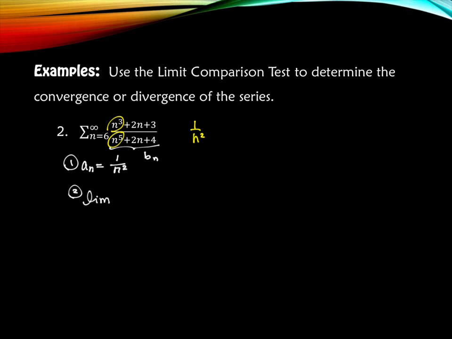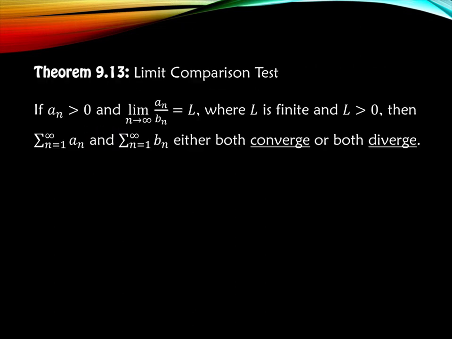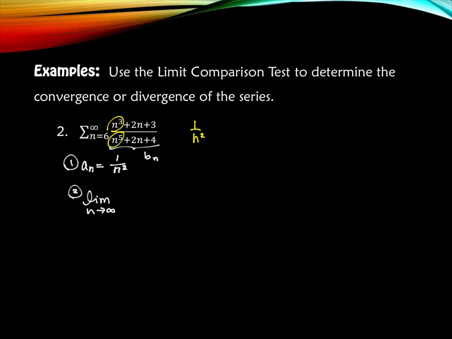I need the limit as n goes to infinity. And if you take a look over here, it says I need either a sub n over b sub n, or I could do b sub n over a sub n. It doesn't really matter, right? Put one on top, put one on bottom. I tend to put the messier one on top. It just looks a little bit nicer in the end. So I'm going to put the original one that they gave me on top. So this is n cubed plus 2n plus 3 over n to the fifth plus 2n plus 4, and it's over 1 over n squared.